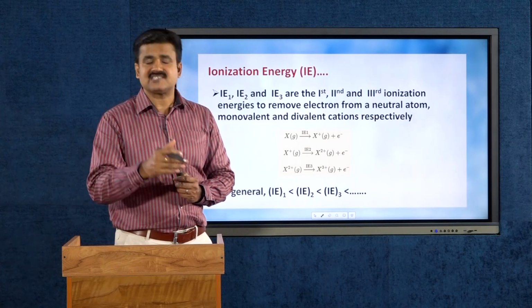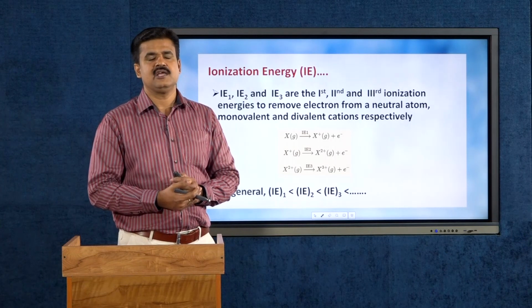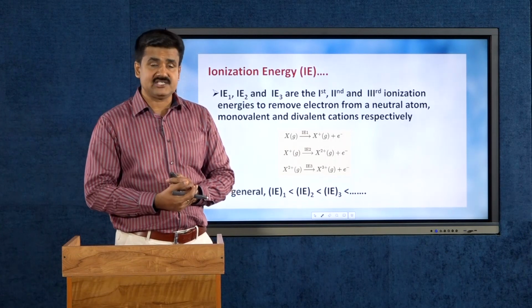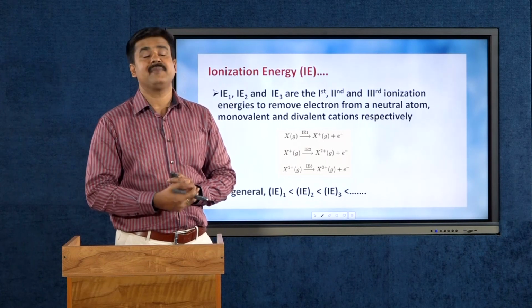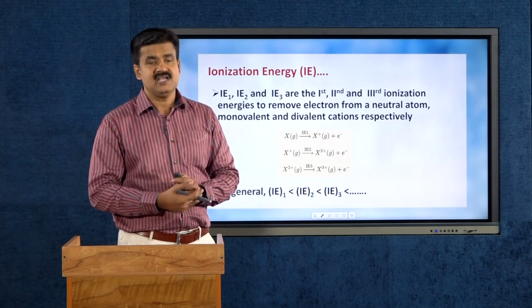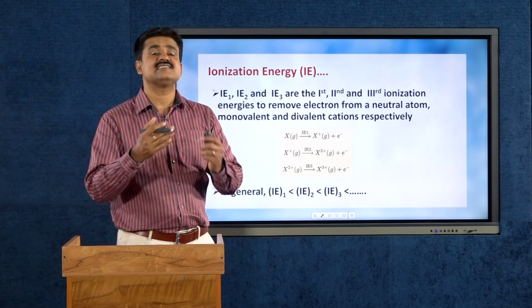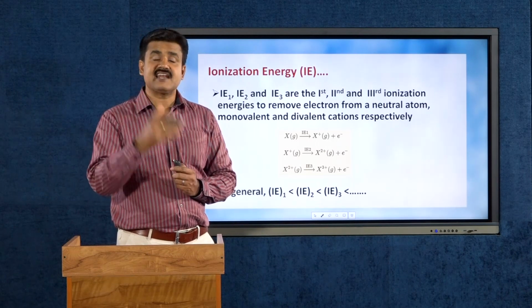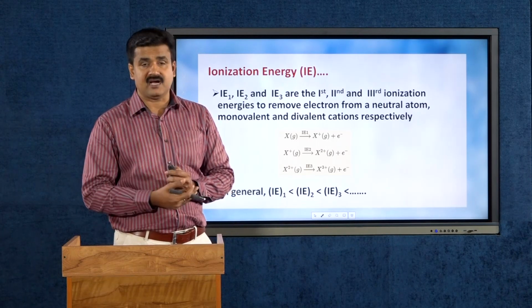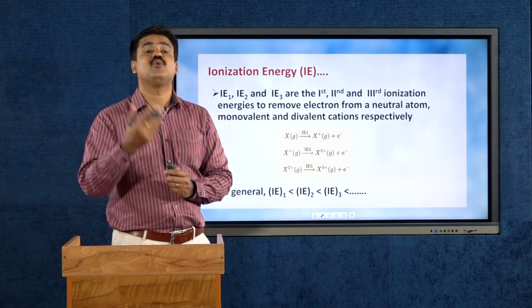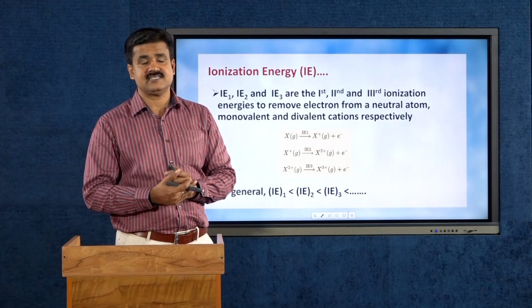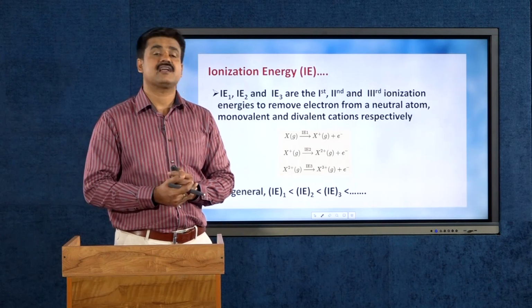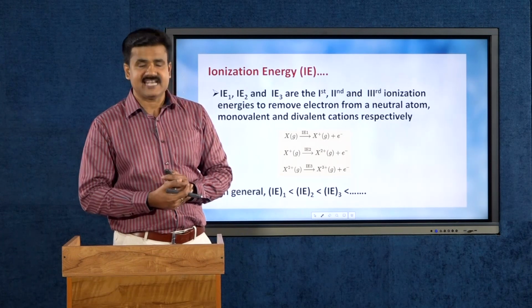In case of second ionization energy, you are removing an electron from a cation, which is associated with more nuclear charge compared to electronic charge. As the nuclear charge is high, size is small, and the interaction between electron and nucleus will be high, so you have to provide more energy. So, the magnitude of second ionization energy is definitely higher when compared with the first ionization energy.